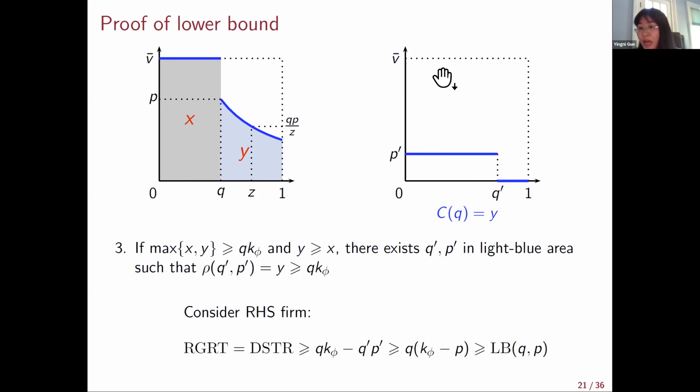Unfortunately, if the firm happens to be on the right-hand side, this firm would participate and produce a lot. So the regret from this firm would be at least Q times K phi minus Q prime P prime, which is the second term on the right-hand side. Intuitively, either you give up this blue area and suffer from underproduction, or you incentivize the firm to go beyond Q and you suffer from overproduction with respect to the other firm. So that is a tight lower bound we're going to use.